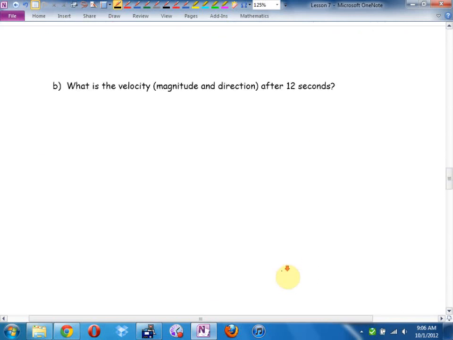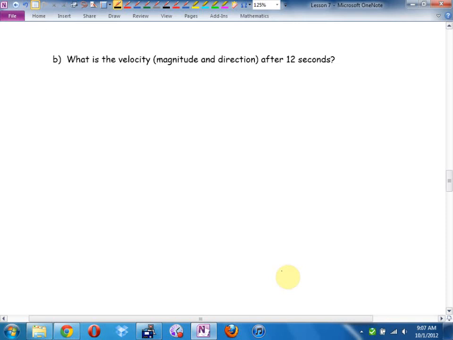B. Same question, except after 12 seconds. After 12 seconds, is it on its way up or on its way down? It's on its way down, okay. I'm going to freeze the screen. Try B on your own, good practice.